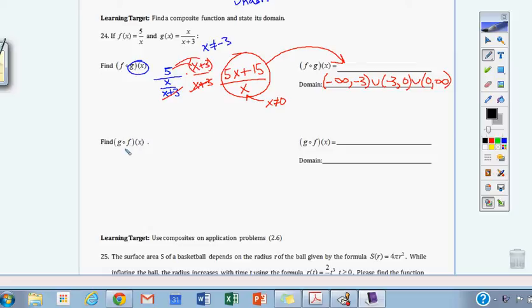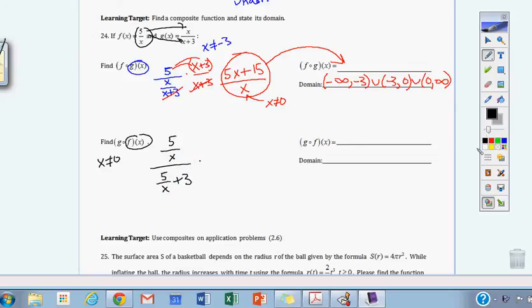Just basically the other composite, g of f of x. So now when I look at f of x, I got to make a little note that right at the beginning we can't have 0. Okay, but then we go the other way. So the x in the g of x, so this is going to go over here and right there. So now we're going to have 5 over x divided by 5 over x plus 3.